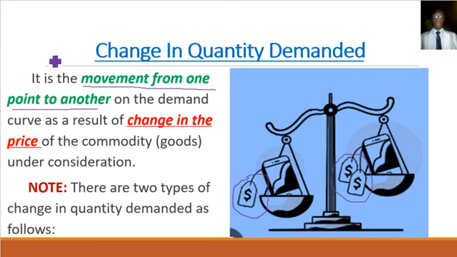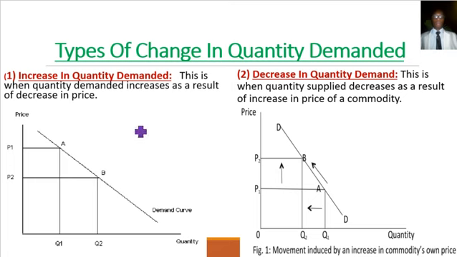And we have two types of change in quantity demanded. What are those types? Number one is increase in quantity demanded. That's the first type there. It means that under increase in quantity demanded, the quantity demanded will increase as a result of a decrease in price. How do I mean? Look at it. When the price was P1, look at quantity demanded, Q1.